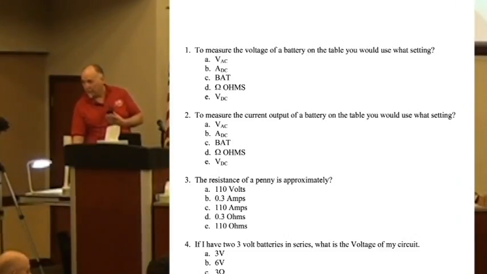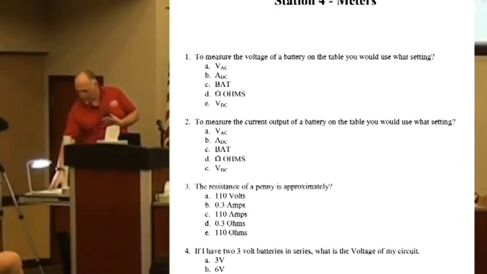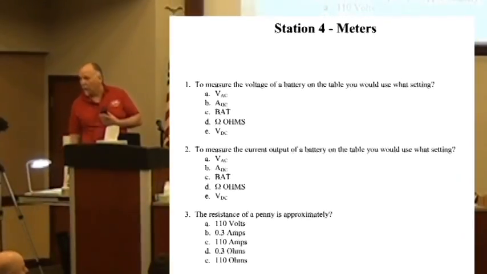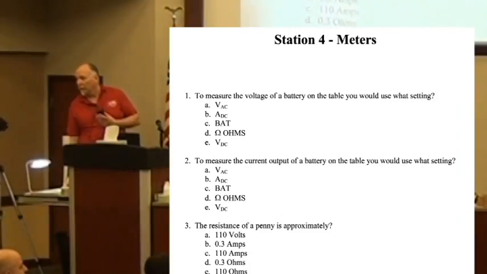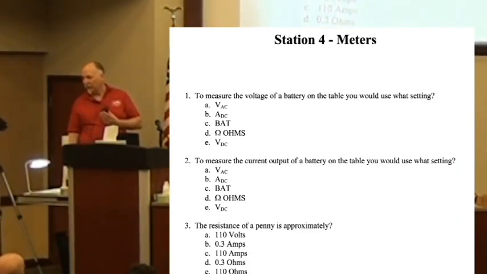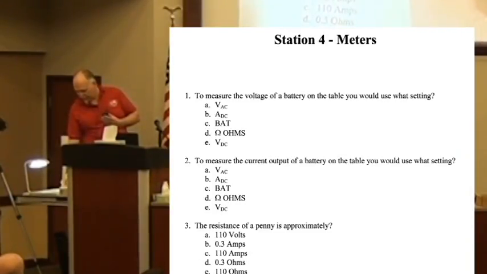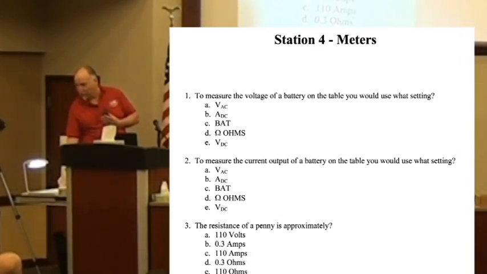And then, I'm sorry, can you go back up to 1 again? Yep. Why is that the answer is BAT? Because voltage AC is the type of electricity in your house, not in your battery, okay? BAT is the correct answer. ADC measures amperage, not voltage, okay? So that's a wrong answer.